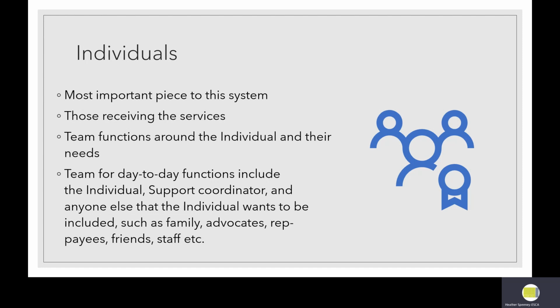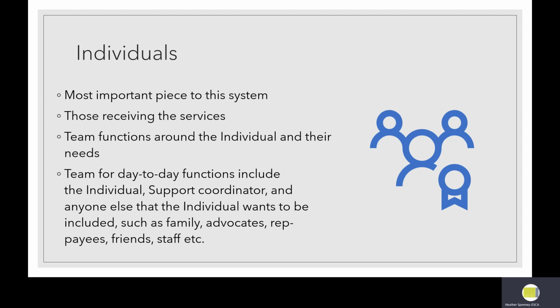First is the individual. You may hear this person referred to as many different things, as the terminology in our system changes quite often. We have utilized individual, member, recipient, participant, consumer, and client. This person is most important to our system. They are the person receiving the funds, and their team should always function with the individual's goals and preferences in mind first. A typical team would start out as an individual and support coordinator, or SC, which we'll talk about a little bit later.